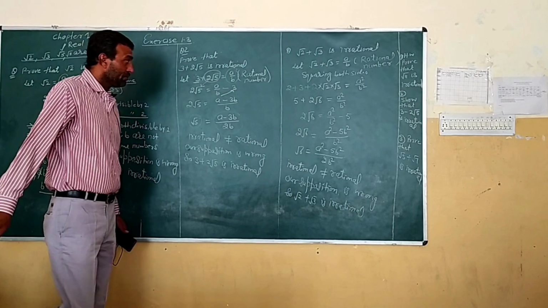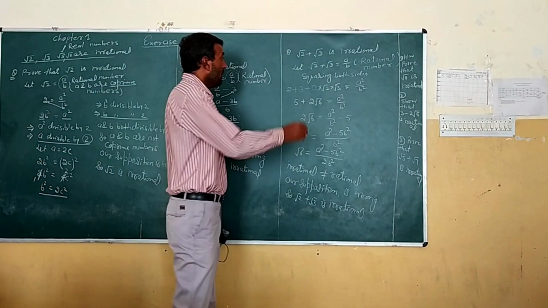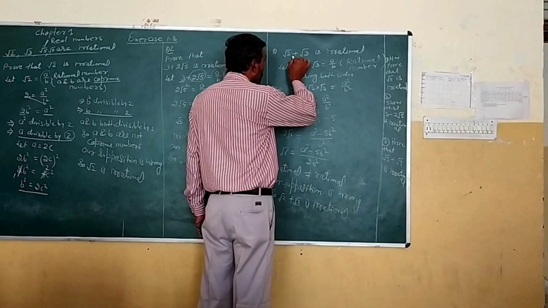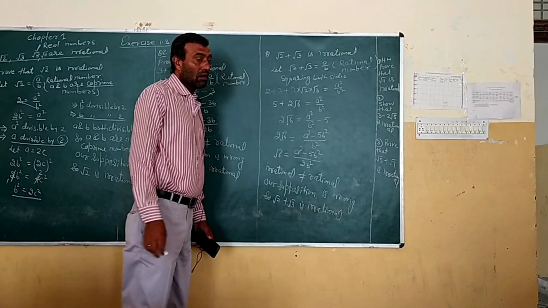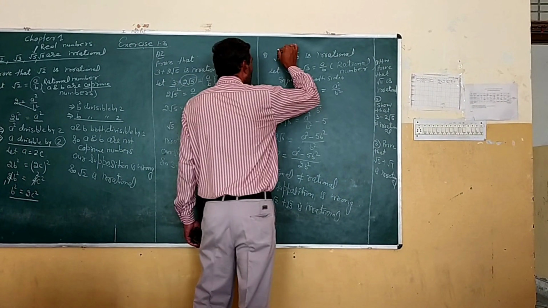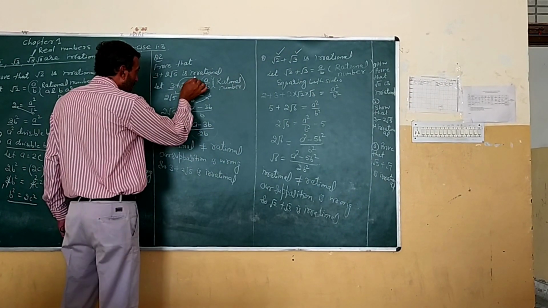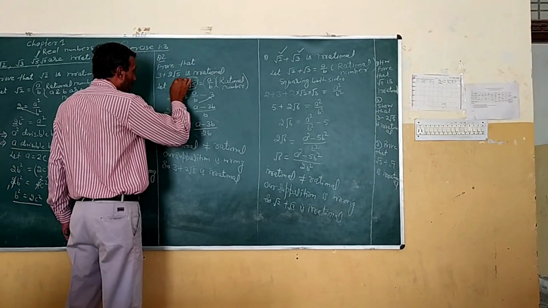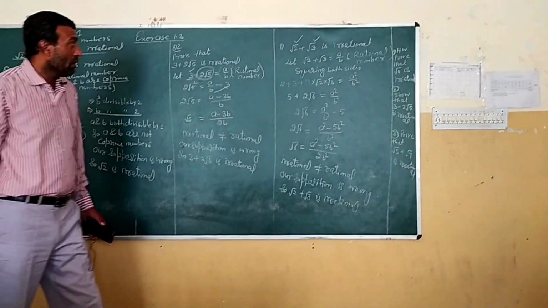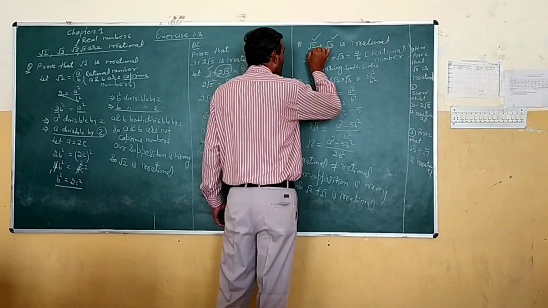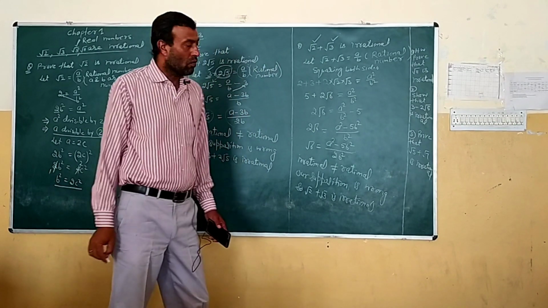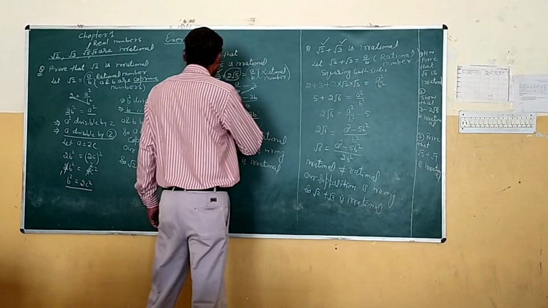This is the question. One more question I am telling you: root 2 plus root 3 is irrational. Now both the terms are in the form of root. This is root 2 and root 3. In the previous question, one term was in the form of root and one term was without root. But now in this situation, both the terms are in the form of root. So the same condition as before.